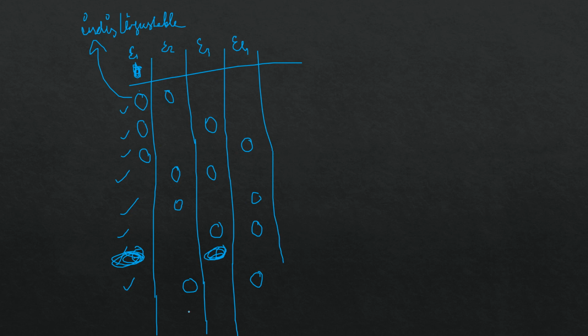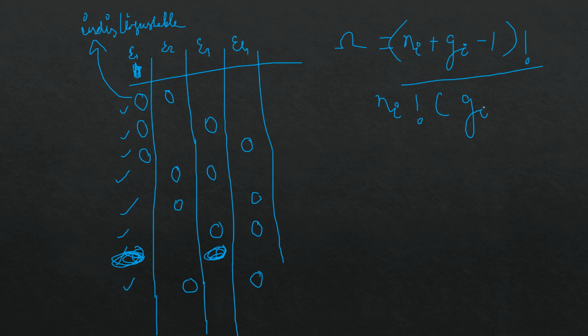Okay, wait. Four energy states. The direct answer you can get is, for bosons, the number of microstates is (Ni plus Gi minus 1) factorial divided by Ni factorial into (Gi minus 1) factorial. Ni is the number of particles, that is 2. Gi is the number of degenerate states, that is the number of states here, 4.